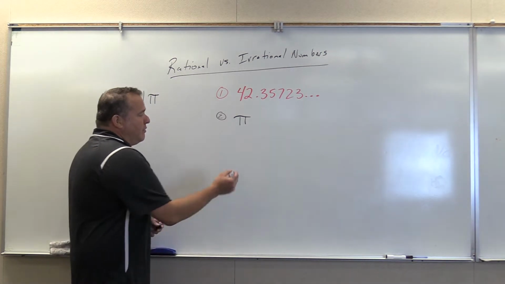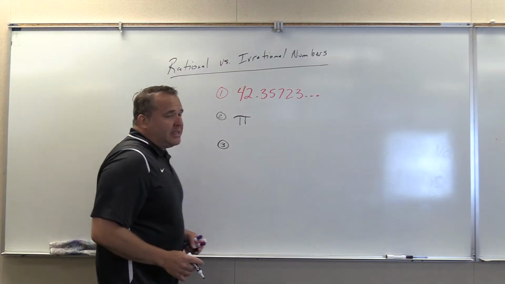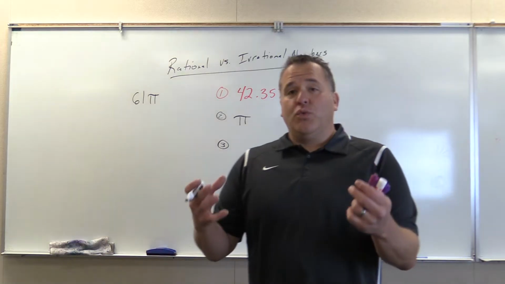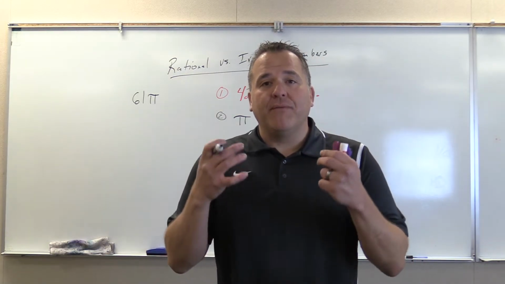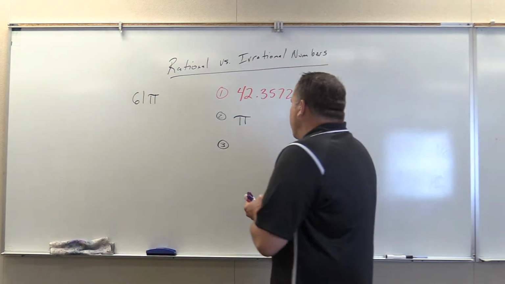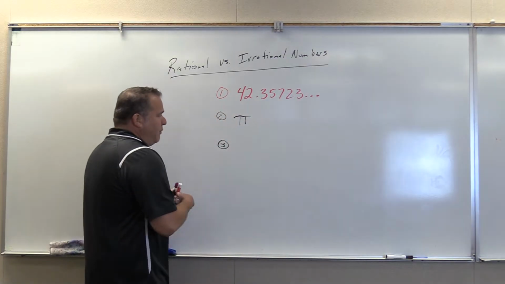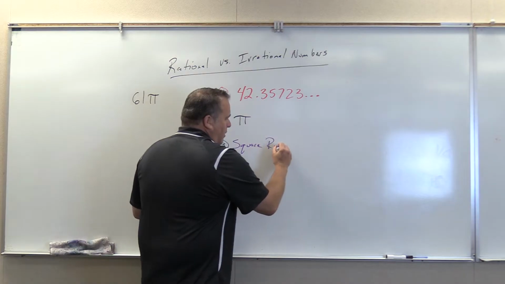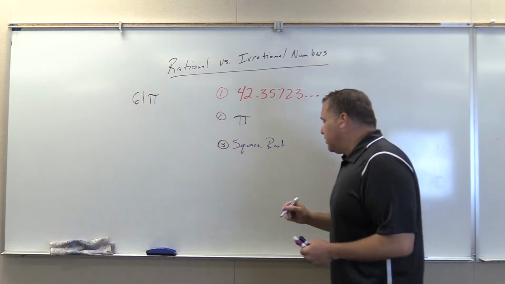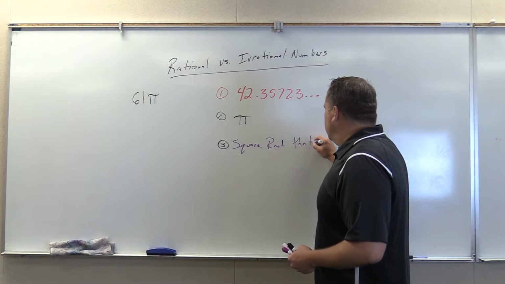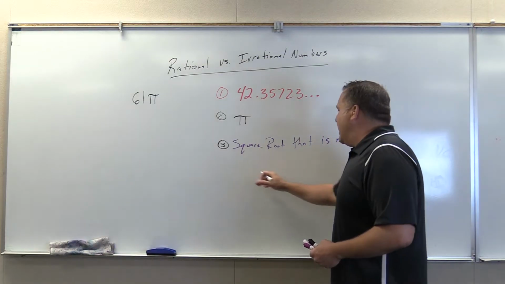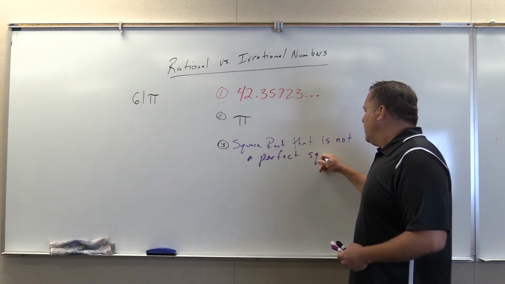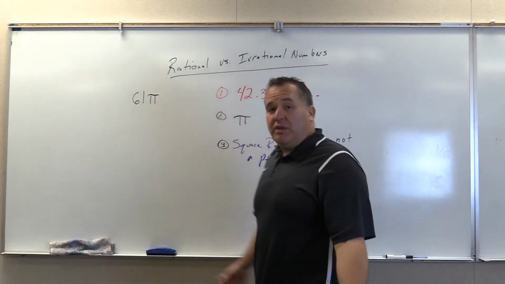Now, one more, the third one. The third type, and this is going to be the most common, is a square root that is not a perfect square. Now, you may think, what in the world is a perfect square? So what's a perfect square?